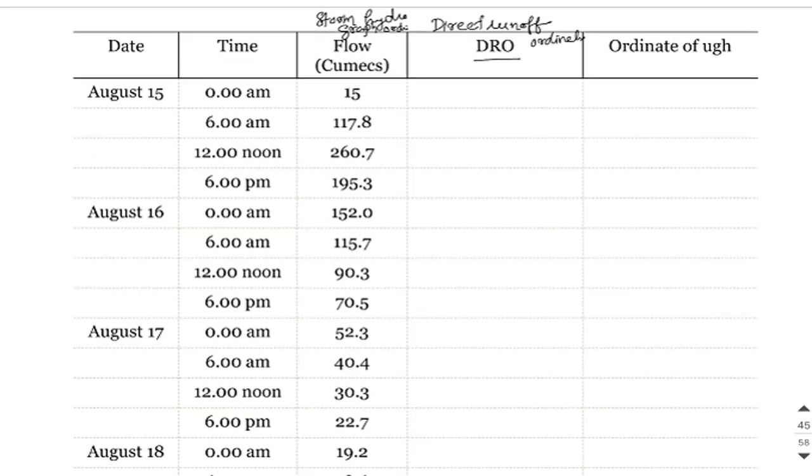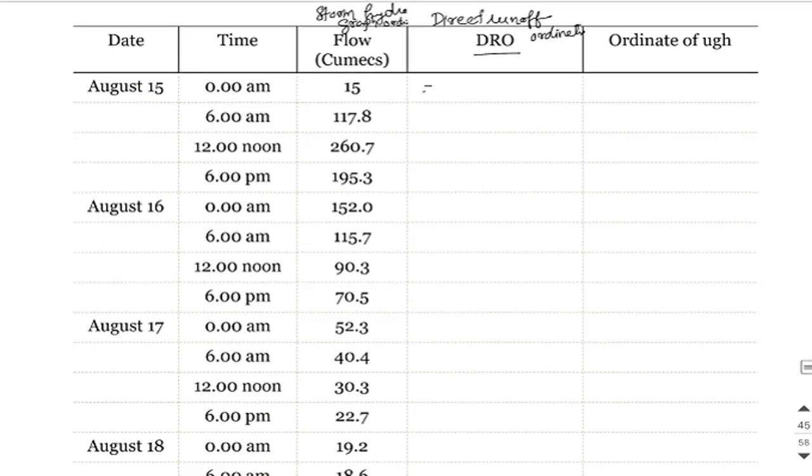Next, how to find out the direct runoff ordinates? For that, we have to deduct the base flow. In the question, the base flow is given as 15 cumecs. So 15, here it will be 117.8 minus 15, here it will be 260.7 minus 15. Find out the value of direct runoff ordinates.